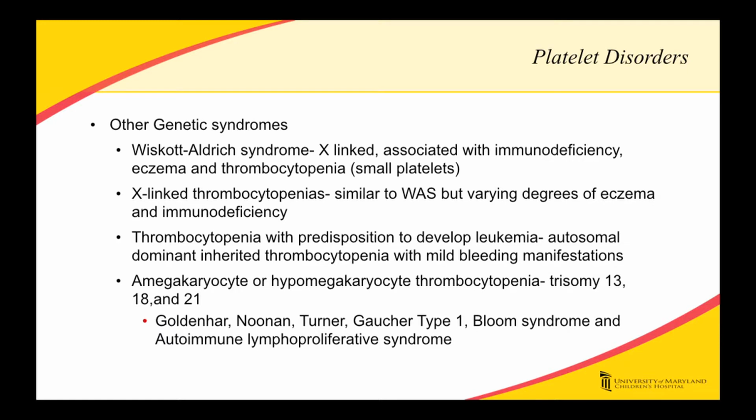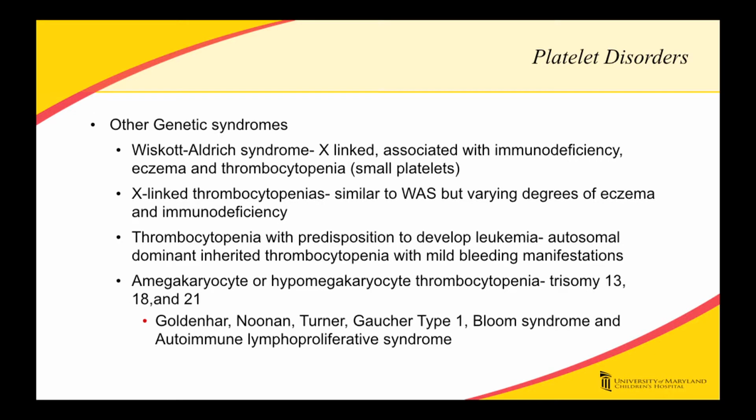So Wiskott-Aldrich syndrome, there is a genetic mutation for that. There's also X-linked thrombocytopenias, which can be similar to Wiskott-Aldrich, but they have a varying degree of eczema. Thrombocytopenia with predisposition to develop leukemia, autosomal dominant inherited thrombocytopenias with mild bleeding manifestations. So usually when we can't diagnose what the issue is, we do get our genetics team involved.